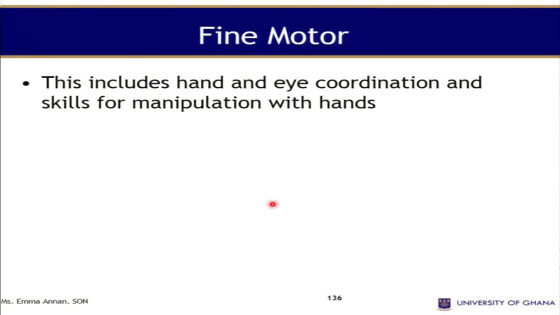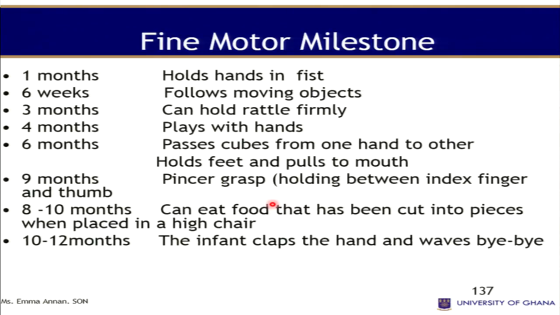So we'll look at the fine motor skills. This includes hand and eye coordination and skills for manipulating objects with the hands. That is fine motor skills. So at 1 month, what can you see? The child can hold the hand in a fist. The child follows objects with the eye. As the object is moved in one direction, you see the child following the moving object.